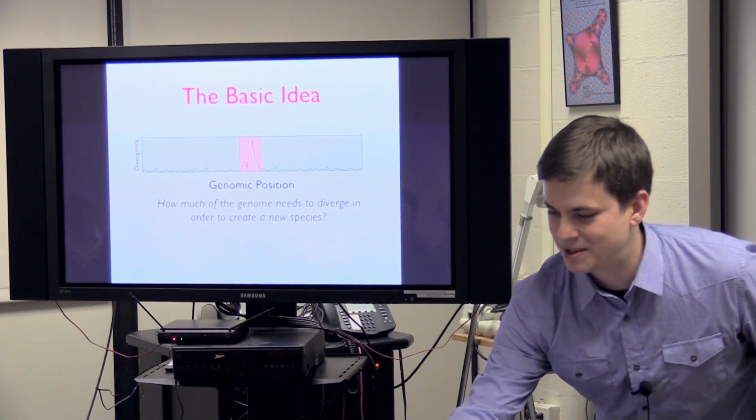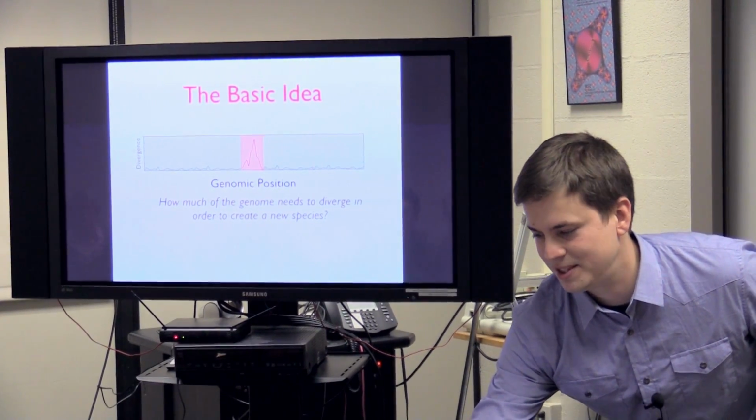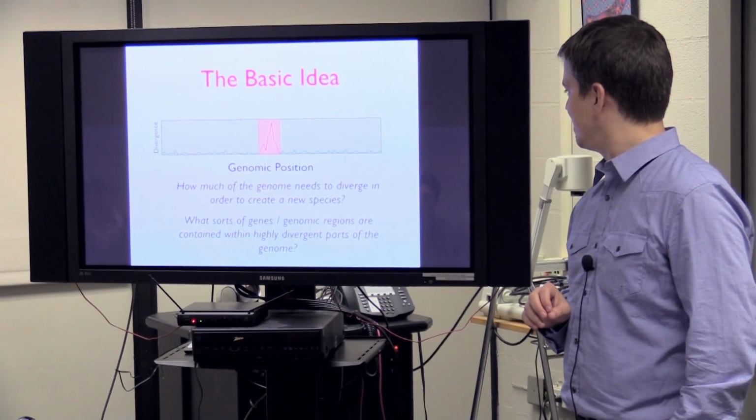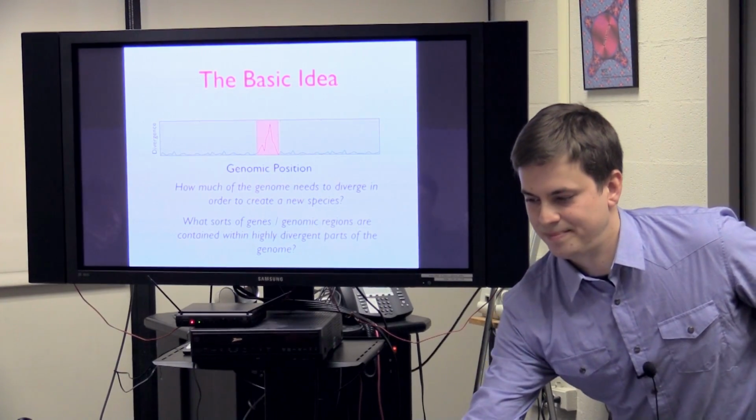I'm sort of repeating myself. How much of the genome needs to diverge in order to create new species? And then what sorts of genes and genomic regions are contained within highly divergent parts of the genome?